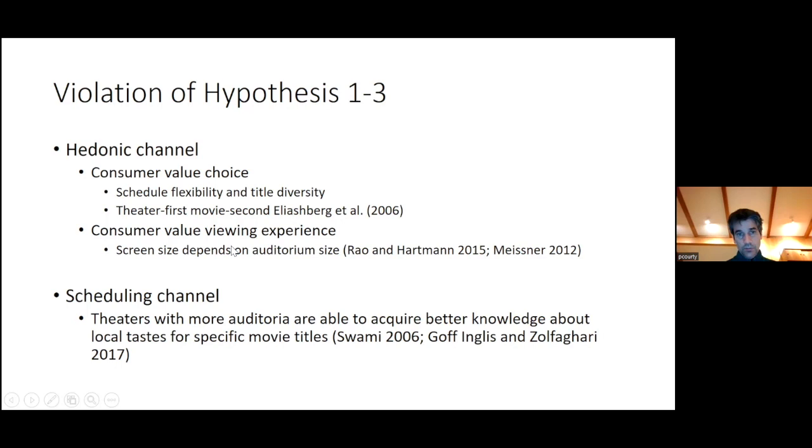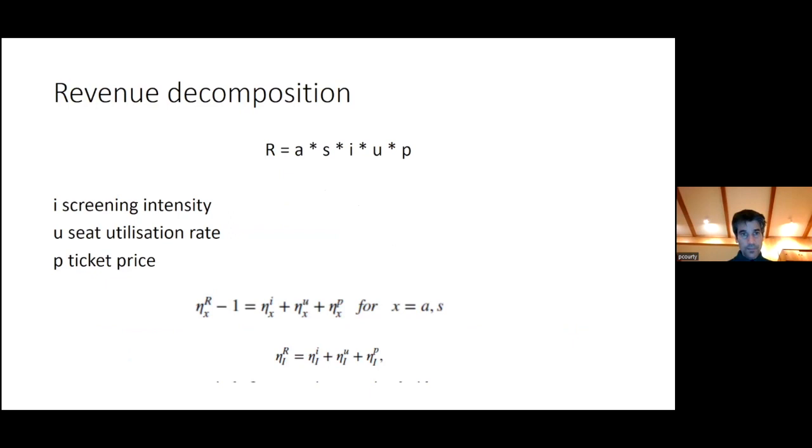And there's also the movie viewing experience. There are two papers here that show that screen size depends on auditorium size. So the larger the auditorium, the bigger the screen, and a larger screen gives you a better experience, at least for the average consumer. And then there's a scheduling channel, where you can learn better how to match local tastes and specific movie titles. And that's going to be an issue if there are more and more titles to offer, because then the challenge is to always have the right titles. So as the supply of titles increases, that would be a force toward the megaplex as well. So another thing, sorry, there's a bit of a buildup.